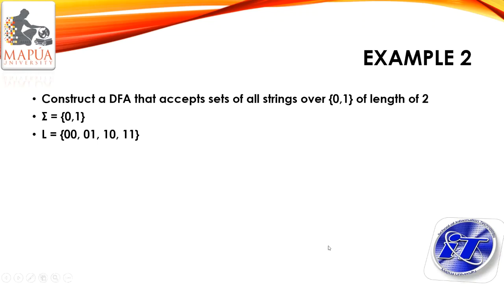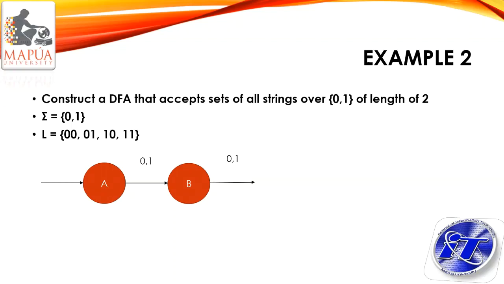Let's start with the initial state, which is A. Regardless of the value of the first symbol, whether it is 0 or 1, it will just go to the next state, which is B. For our second symbol, again regardless of the value, it will go to C, which is the final state. So, length of 2, therefore final state.